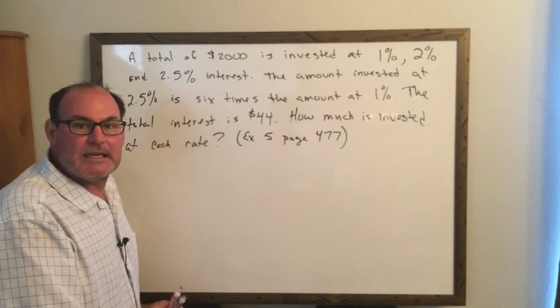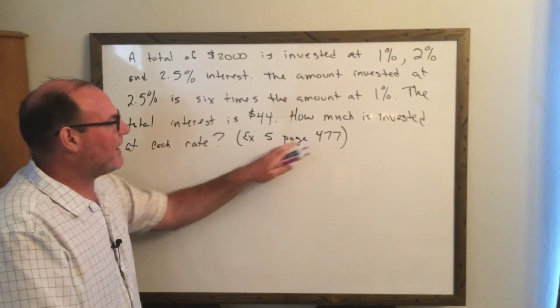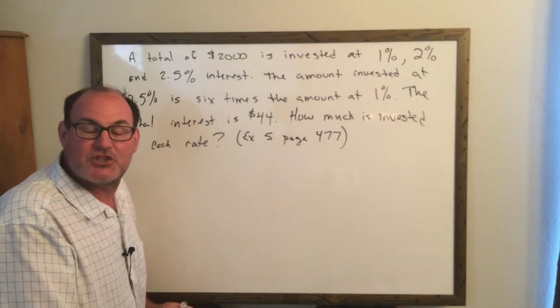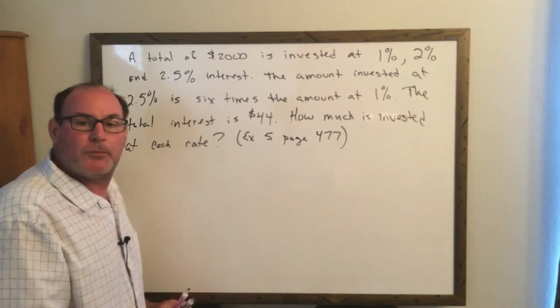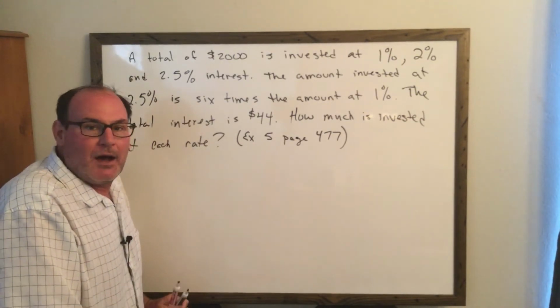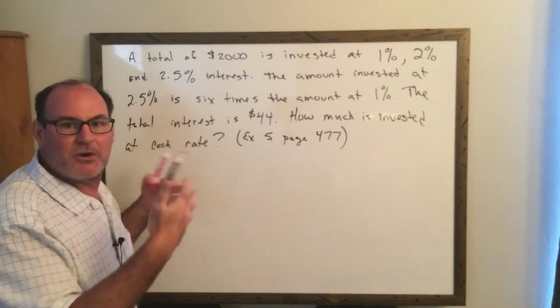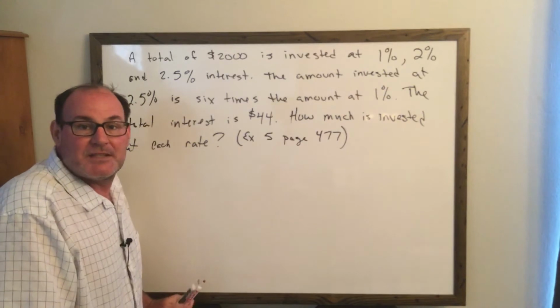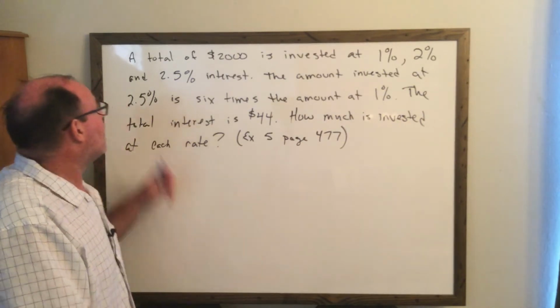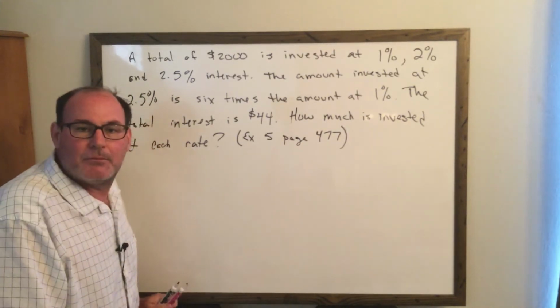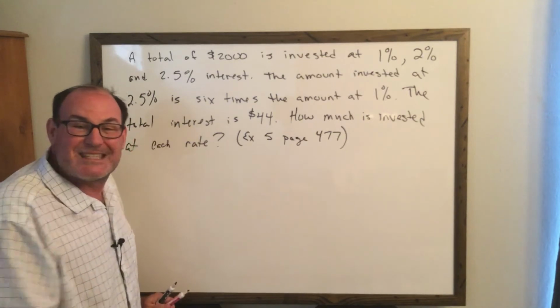All right, so this is example 5 on page 477 of section 7.2 of your book. It's a word problem that we're going to set up. The reason systems of 3 and 4 and 5 equations are useful is because they help us model things and solve. So this is a nice, simple style of problem to get you used to setting up your system.